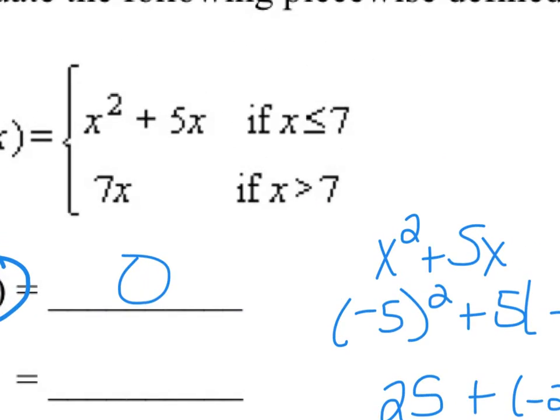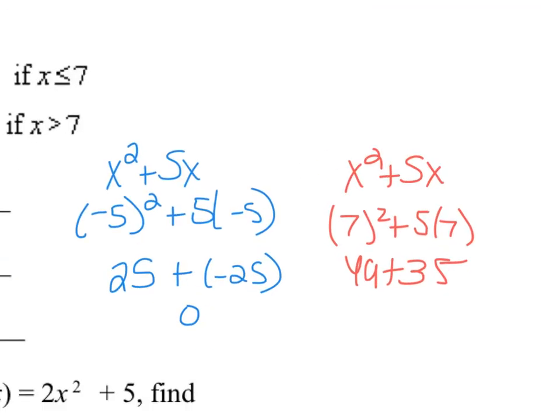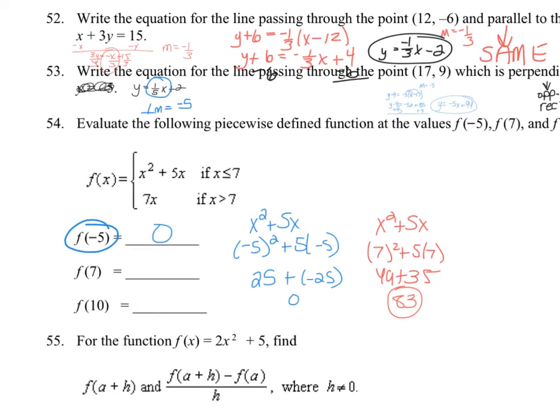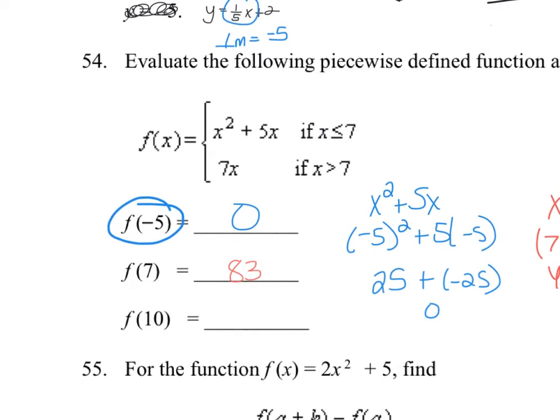So which expression am I going to use? Is 7 less than or equal to 7 or is 7 bigger than 7? Less than or equal to. So I'm going to use x squared plus 5x. They want me to plug in 7. So I have 49, right? 49 plus 35. What's 49 plus 35? 83. Okay, you were close, yes, but close isn't going to cut it.